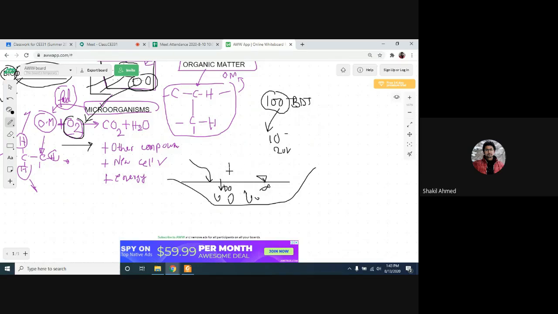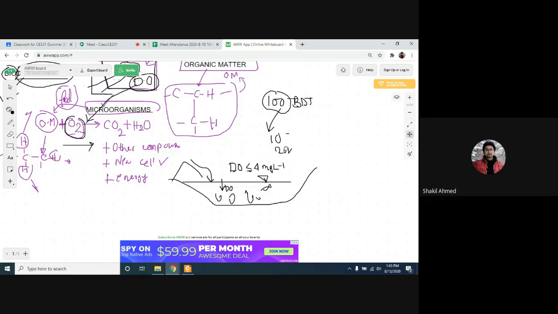Remember, if DO goes below 4 milligram per liter, then the majority of aquatic species may not be able to survive, and they will die. So that's the problem. You don't throw this organic matter into your water. Okay, let's come back to the organic matter again.